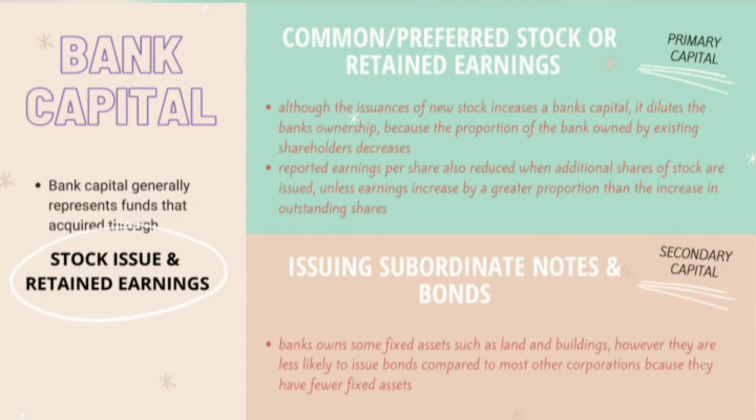Reported earnings per share are also reduced when additional shares of stock are issued, unless earnings increase by a greater proportion than the increase in outstanding shares. The secondary capital consists of issuing subordinated notes and bonds. Banks own some fixed assets, such as land and buildings. However, they are less likely to issue bonds compared to most other corporations because they have fewer fixed assets.